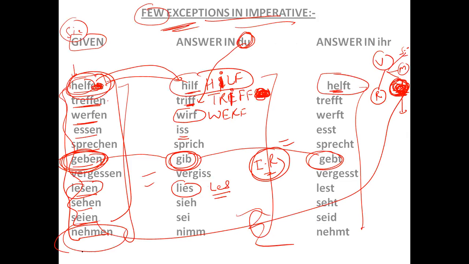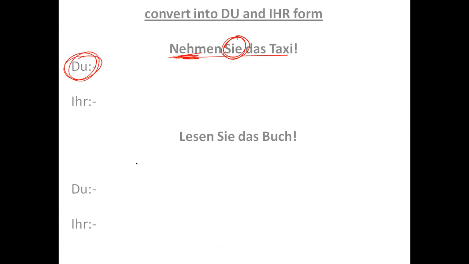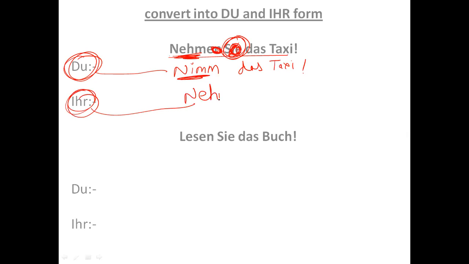Nehmen, the last verb is nehmen. It says nimm, and in here it says nehmt, right? So the answer would be, if I'm making in du form, I should write nimm, and then Sie will not come, this ending will also not come, and nehmen I have changed because it belongs to irregular category. Nimm das Taxi. And then if I'm making into ihr form, I should write nehmt das Taxi. So this would be your answer.